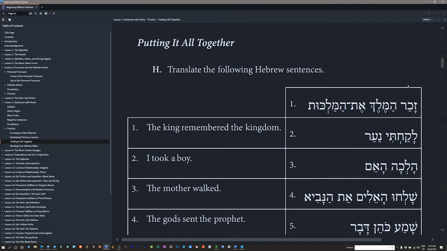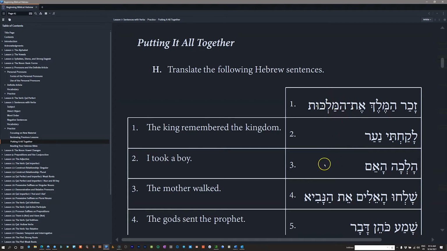What's left in the Hebrew sentence? Well, we have a direct object that we need to add in. Where does the direct object go in English? It usually follows the verb immediately. Sometimes you'll have an intervening adverb: the king fondly remembered the kingdom or something like that. But this is the only other part of our Hebrew sentence, so it's going to go right after the verb in our English translation.